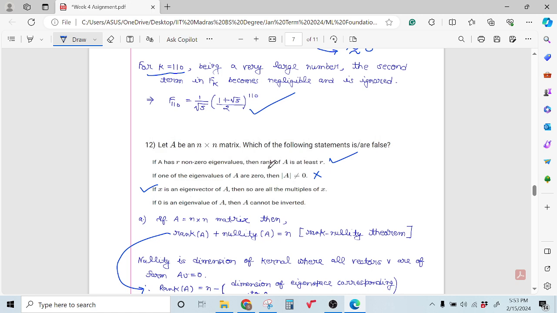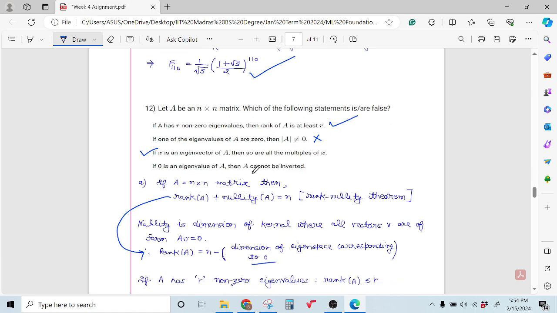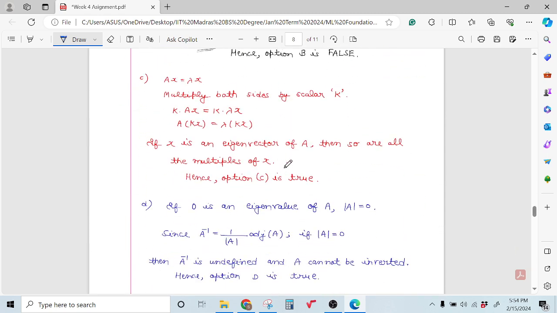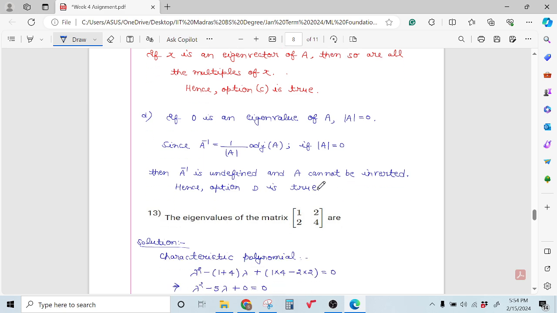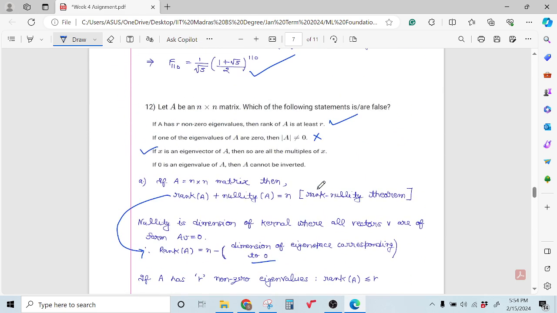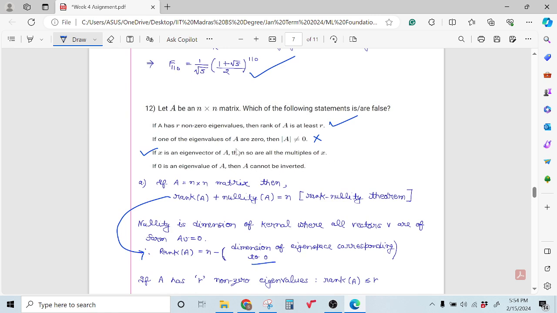The last option is: if 0 is an eigenvalue of A, then A cannot be inverted. If 0 is an eigenvalue of A, then the determinant will be 0. Since A inverse is equal to 1 by determinant of A times the adjoint of that matrix, if the determinant of A is equal to 0, then A inverse is undefined because it is in the denominator. So the matrix inverse is not possible, and A cannot be inverted. Hence option D is also true.